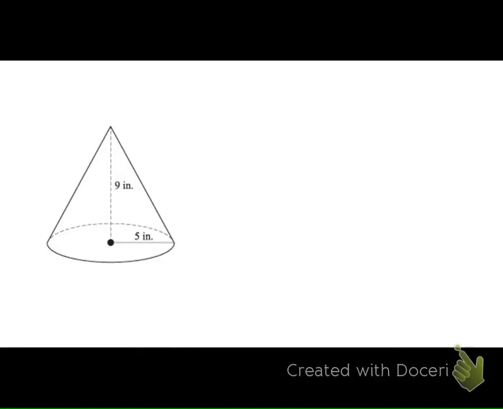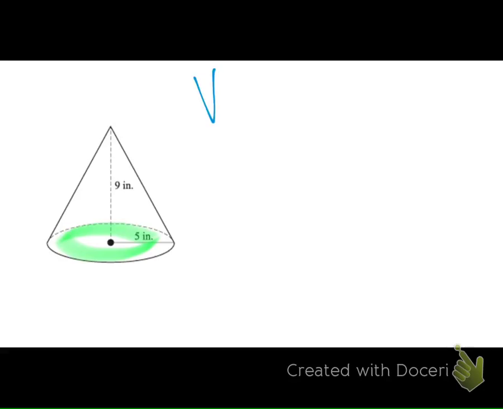Okay, so now we move on to the last of our pyramid-like shapes, and that's going to be a cone. A cone is just like our other pyramids. The only difference, again, comes down to the base. Just like I went from a rectangular base to a triangular base, now we're going to a circular base.